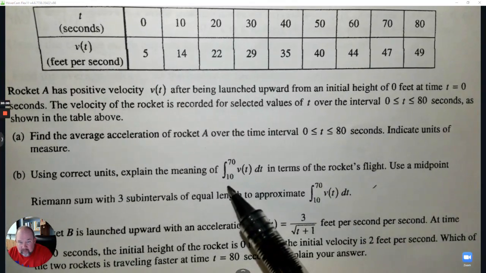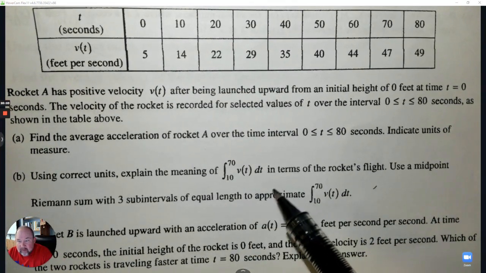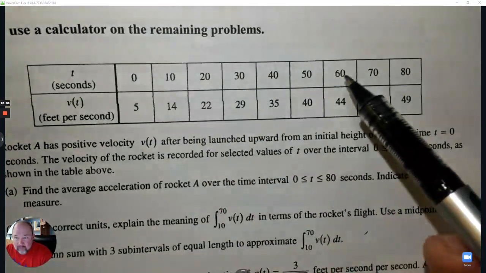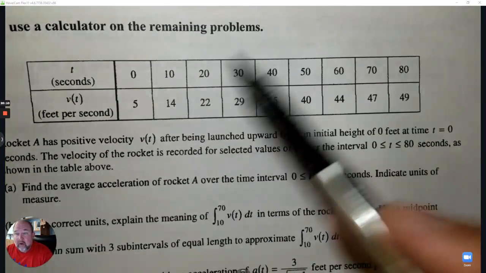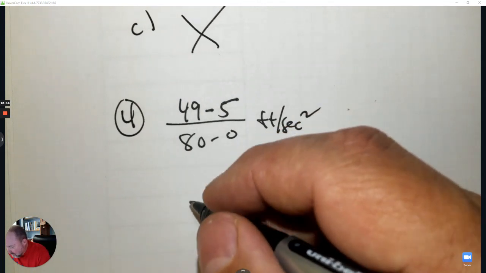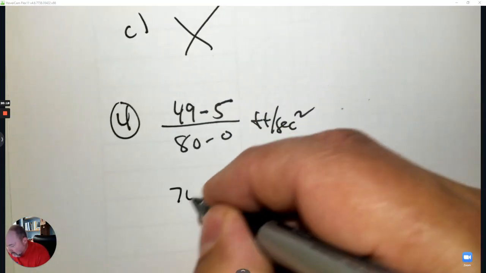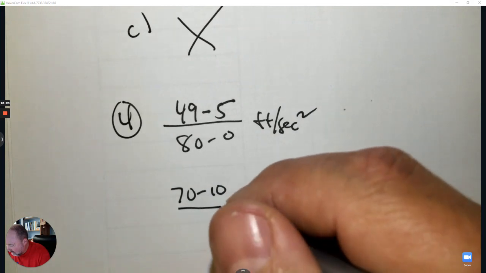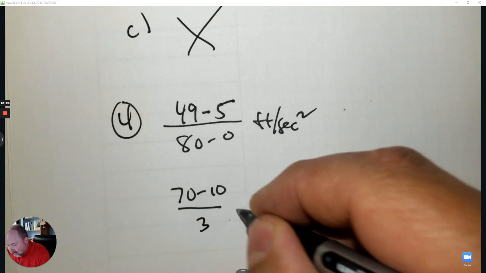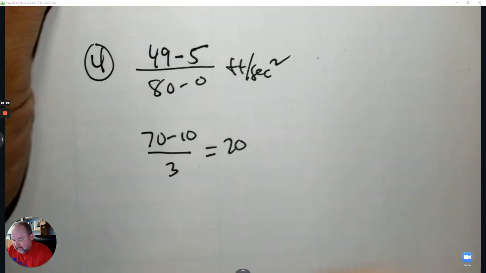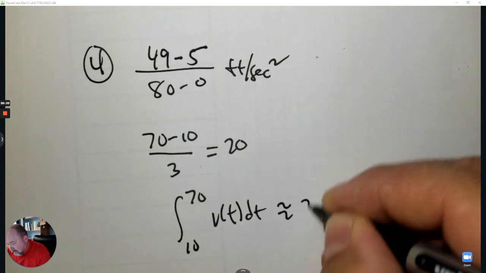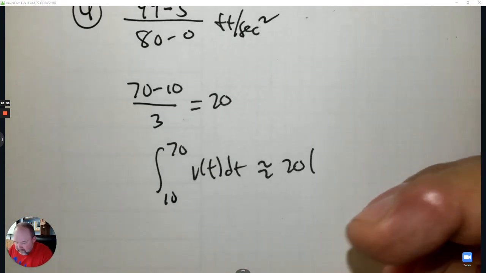What's the meaning of integrating, and then use a midpoint Riemann sum to do it? So if you're integrating from 10 to 70, that means from 10 seconds to 70 seconds, how many feet have you covered? So that's the interpretation of it. And then a midpoint Riemann sum. We would go 70 take away 10 divided by 3. So that's 60 divided by 3. That's 20. So if I'm integrating from 10 to 70, a midpoint, the width of each one is 20.